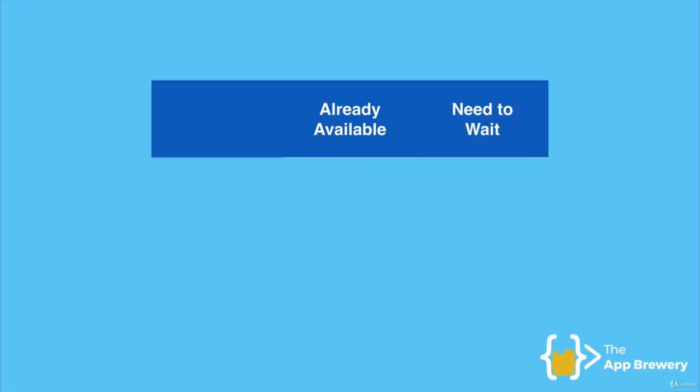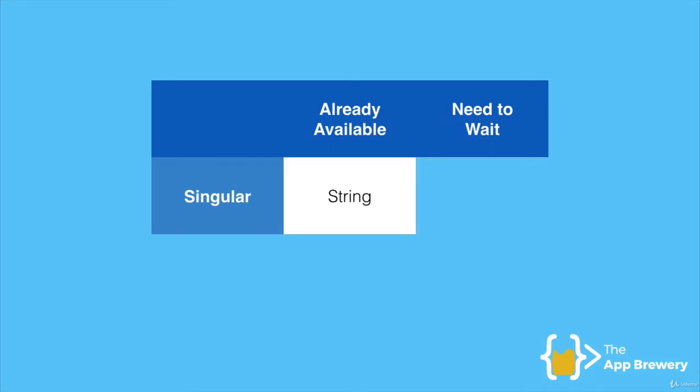Now, another way of thinking about this is if you thought of this as maybe a 2x2 matrix, right? So let's say that we have things that are already available. So things like your normal objects, your ints, your doubles, your strings, and then there are things which you need to wait for. And let's say we wanted the singular version of those things. Well, a singular version of something that's already available might just be a piece of data that's a string object, right? Like a variable or a constant. But what if we had a singular object that we needed to wait for? Well, that might be a future string object.